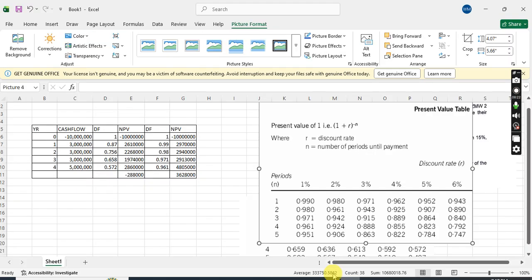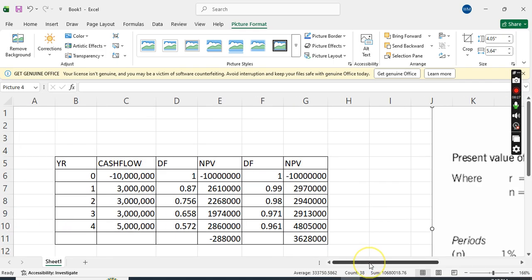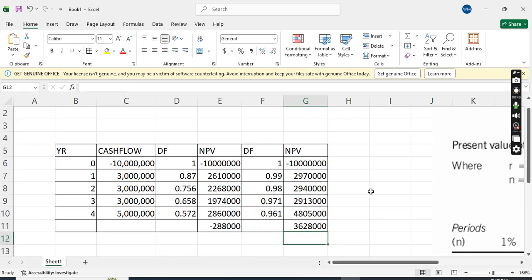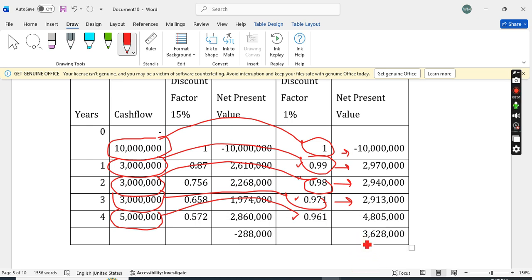So when you add, let me just make sure these figures are right. So you add now. Negative 10 million plus 2,970,000 plus this plus that plus this. So we get a net present value of 3,628,000. So we've got a positive net present value. As I said earlier on, the net present value technique, you have to have one negative net present value and a positive net present value. Any questions before I move further?